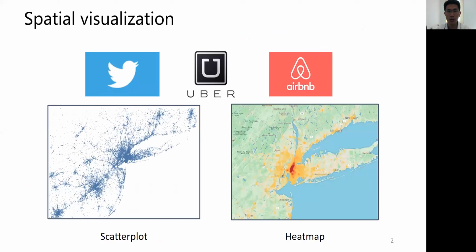Nowadays, we have more and more location-based services like Twitter, Uber, Airbnb, etc. And usually their data volume is very large and growing very fast. Spatial visualizations are very important tools to help users get useful information from their data. There are many different ways to visualize data, for example, the scatter plot and heat map.